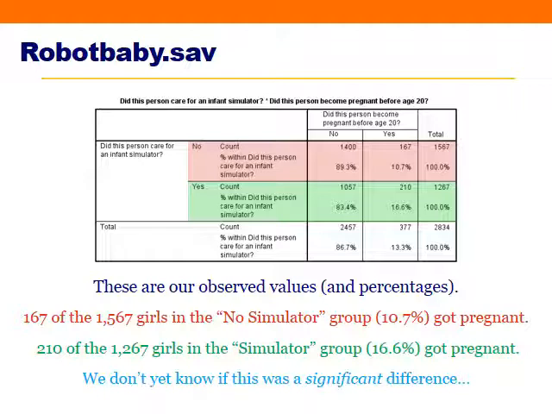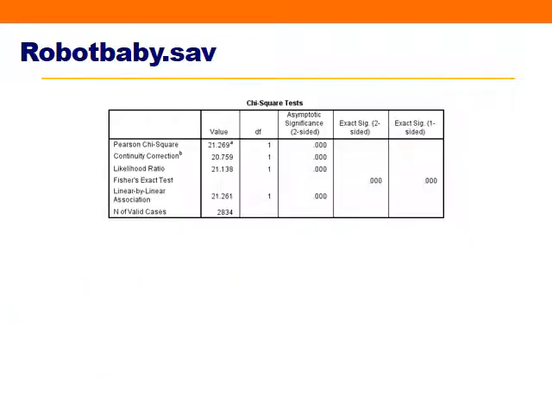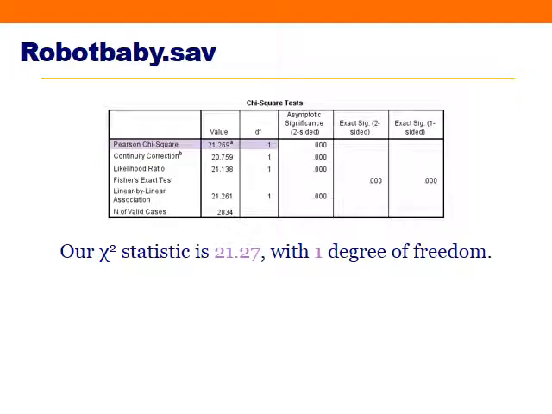So we can't yet conclude that these two groups are different until we look at the results of the chi-square test, which are shown in the next table. The first row of this table gives us the results of the chi-square test. Our chi-square statistic is 21.27. Remember to always round this number to 2 decimal places. Because we are again working with a 2x2 table with 2 rows and 2 columns, we have 1 degree of freedom for this analysis.